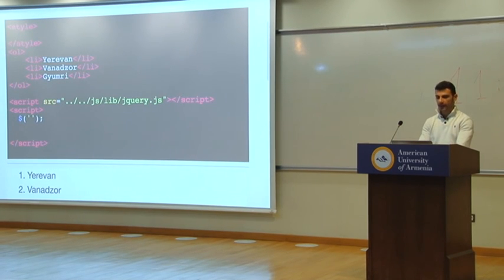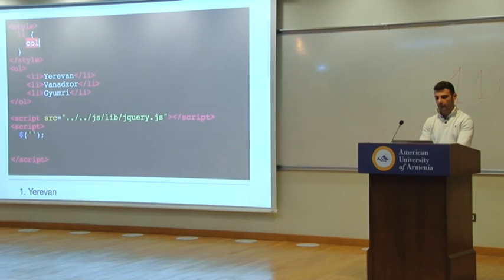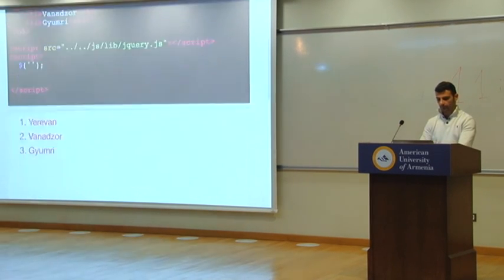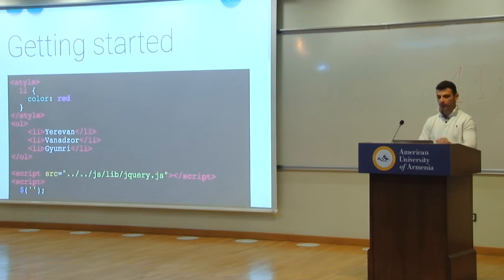In here, let's select li. And let's say that the color needs to be red. And we've now turned it all red. Right? This is not jQuery, this is just basic CSS, which you all know. Yes? Okay.